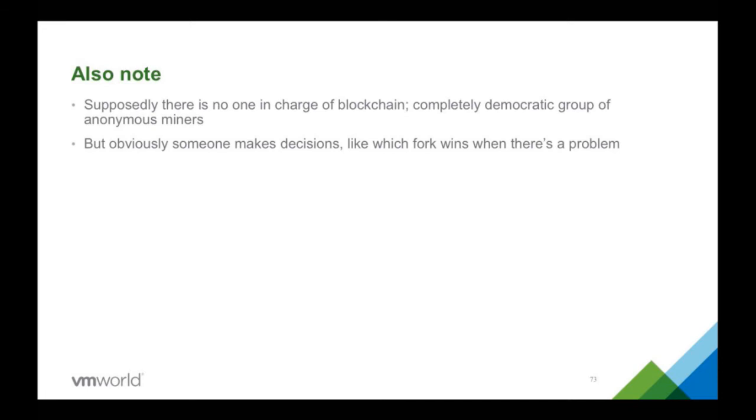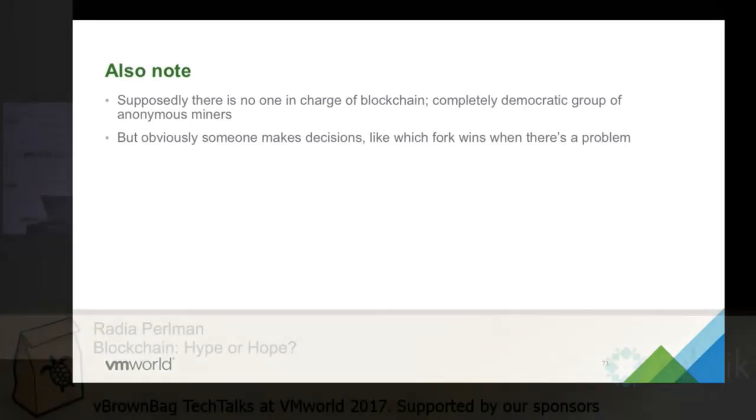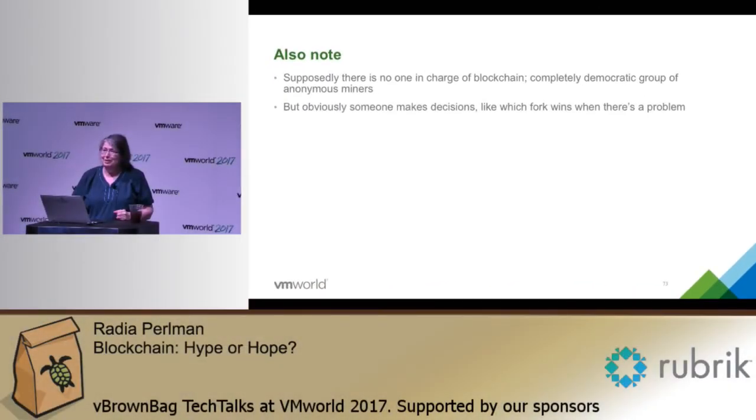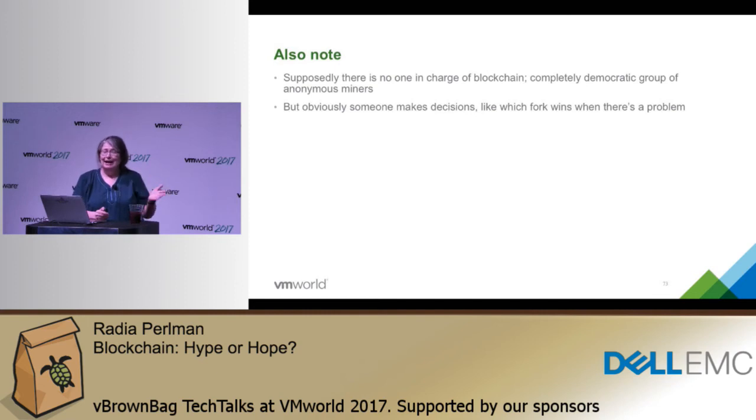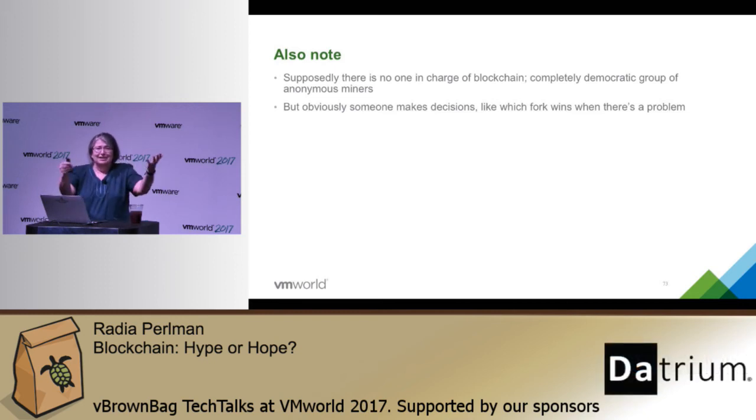So supposedly there's no one in charge of the blockchain, and it's a completely democratic group of anonymous miners, but somebody sort of has more clout and can convince the others. And I would rather that whoever it is that's making these decisions was a big company that you can sue or whatever, rather than the political climate in this community.